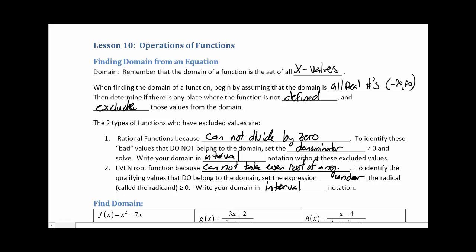Okay, so at this particular moment, we've got three scenarios that we want to consider. The first scenario is there's no problem whatsoever, in which case we're going to have all reals. The second case would be if we see a fraction, in which case we want to set the denominator equal to 0 and solve. And the third case is a square root, in which case we want to set the inside of the radical greater than or equal to 0 and identify what's going to make those things positive.